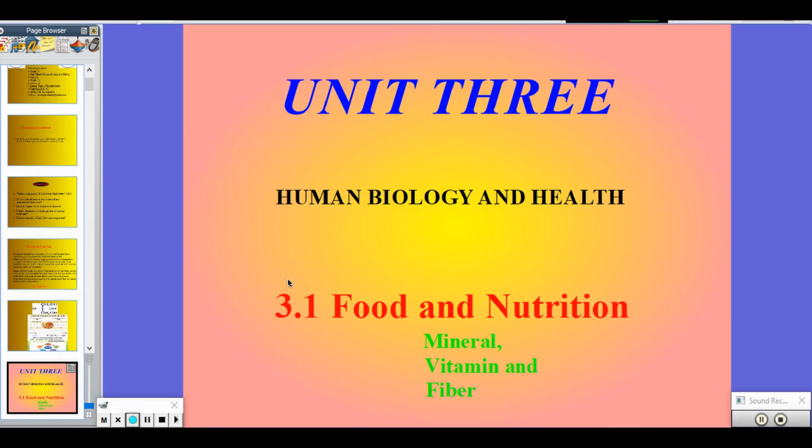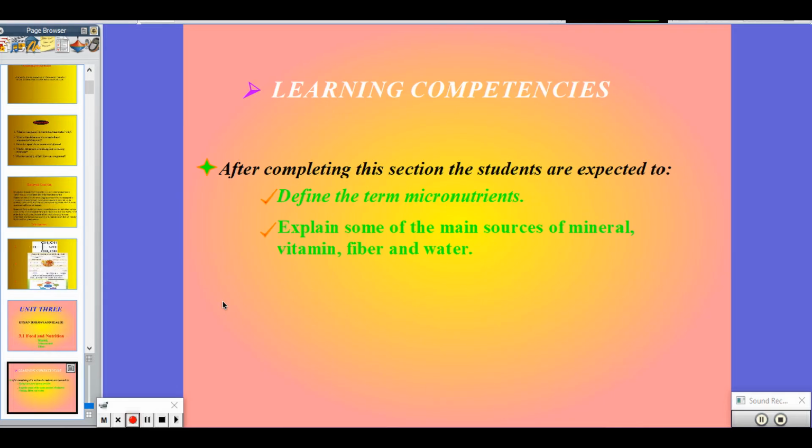Let's continue with today's and the last portion of the video lectures of the first term. 3.1 Food and Nutrition. In today's lesson, we are going to mainly discuss micronutrients: minerals, vitamins, and fiber. Water is also included in this part. The learning objectives: after completing this section, you should be able to define the term micronutrients and explain some of the main sources of minerals, vitamins, fiber, and water.